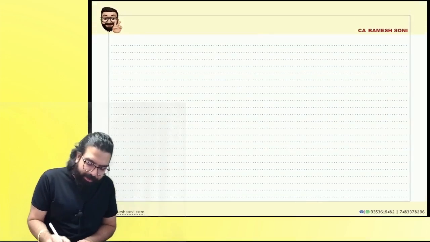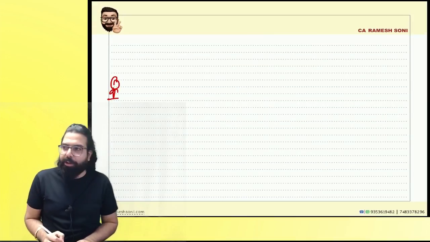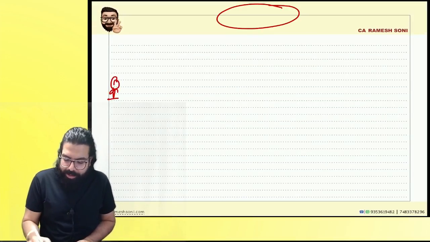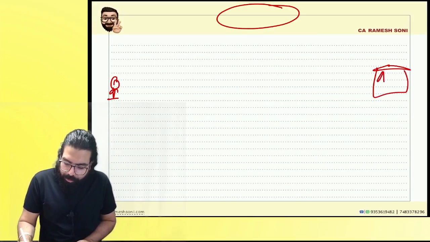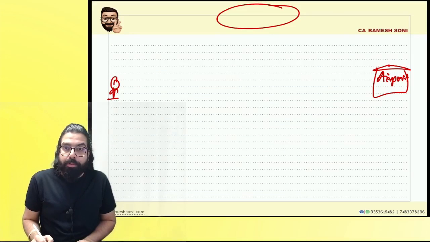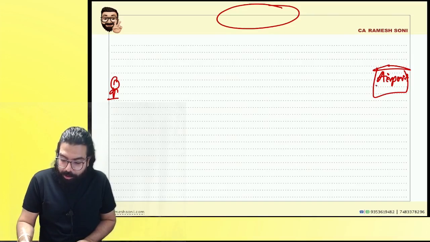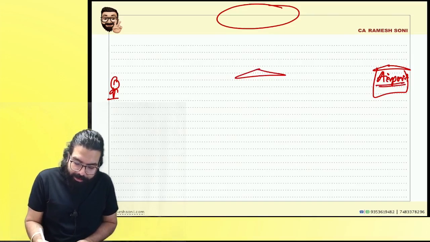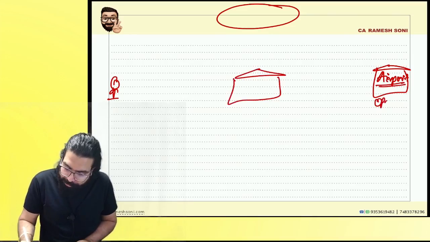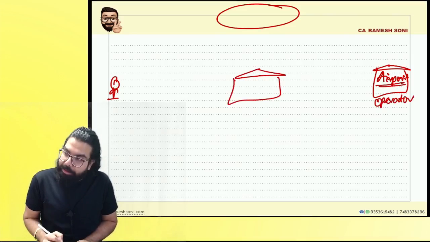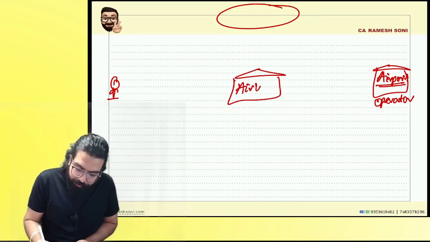Suppose this is one customer who is going to fly. This is the airport, the airport developer. Correct or not? This is the airport authority. This is the airport operator, who are operating the airport. And this is who? The airline operator. Are we clear, everyone?